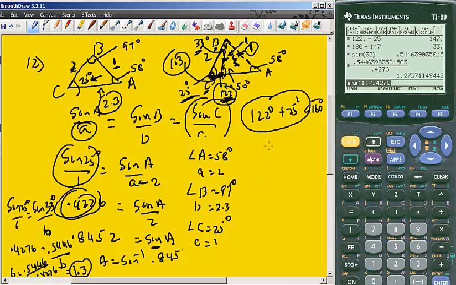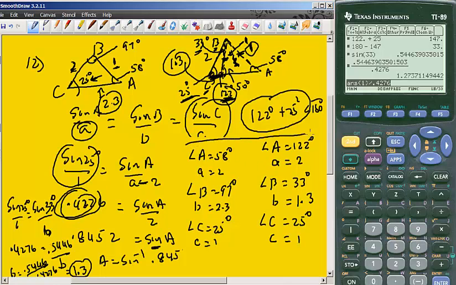On the second triangle, angle A is 122 degrees, and side A is still 2, that didn't change. Angle B is 33 degrees, and side B turned out to be 1.3. I still have angle C, which was given to me, and that is 25 degrees, and side C, which was also given to me, which was 1. So these are the two triangles I end up having sometimes.